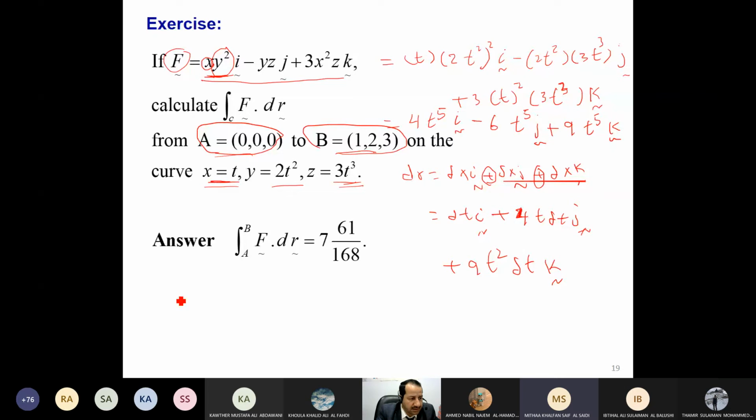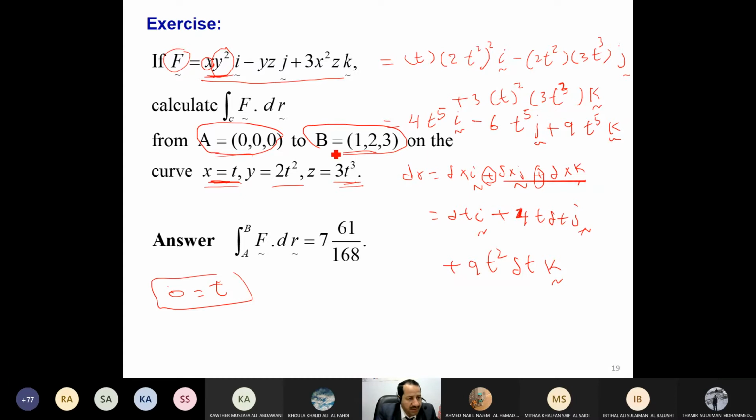Okay. Now next, I apply. I go for A and B. For A, you can see x is 0, y is 0, z is 0. I will take one of them: 0 equals, where is x? x is t. So this directly gave me t is 0.